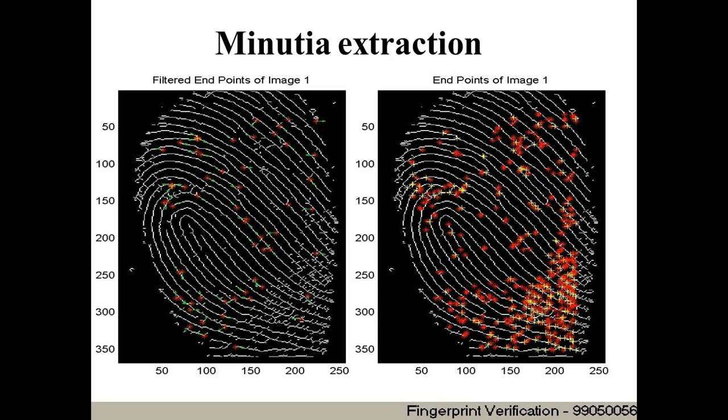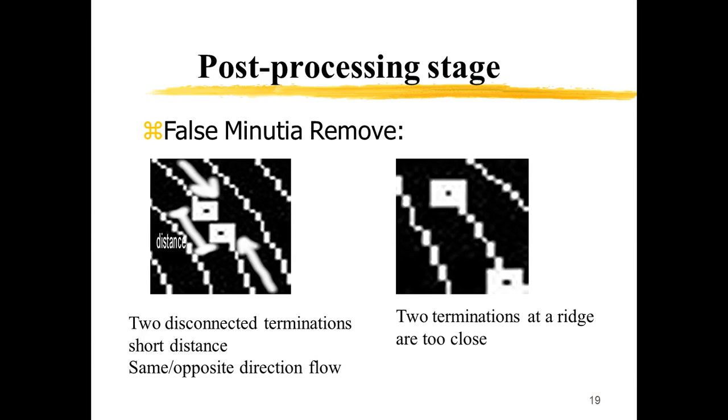shown. The red dots and the yellow dots determine the position of the minutiae. Spurious minutiae are removed by a filtration process, and we take the least amount of minutiae that can be used for actual comparison. So, the false minutiae removal.